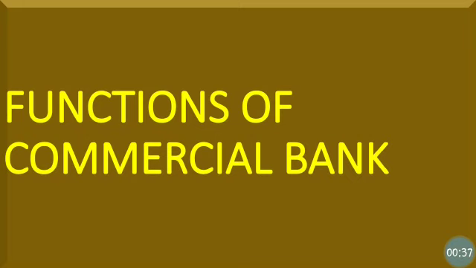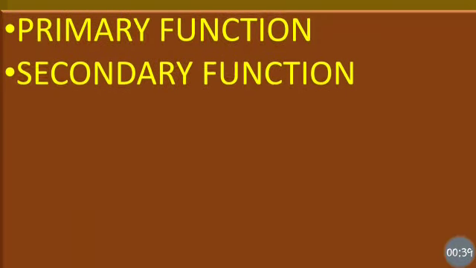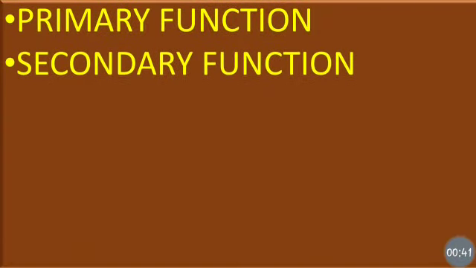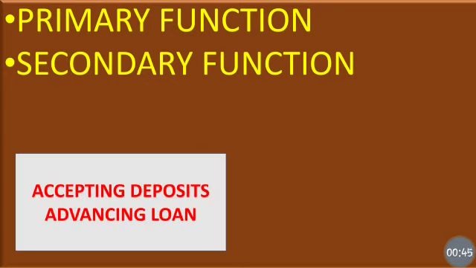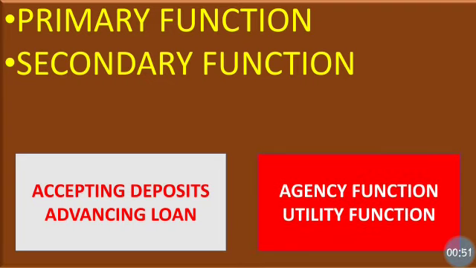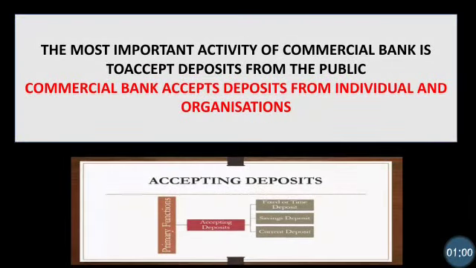Commercial bank perform two major functions, primary function and secondary function. Primary functions are accepting deposits and advancing loan. Secondary functions are agency function and utility function. Let's study primary functions of commercial bank.